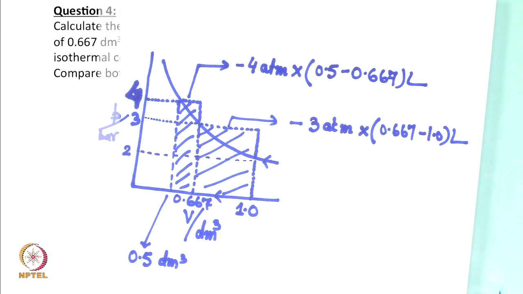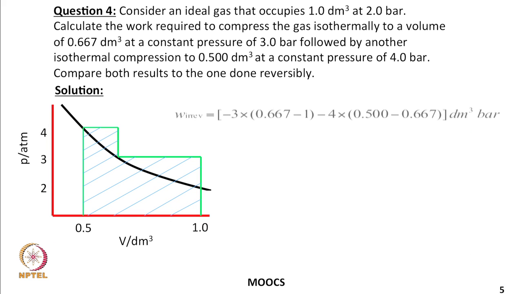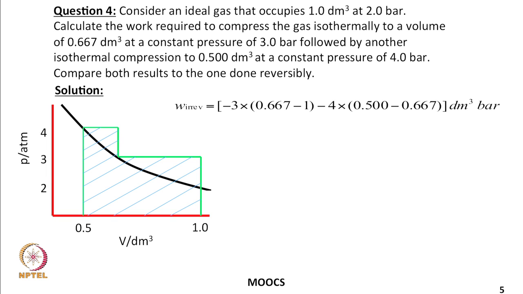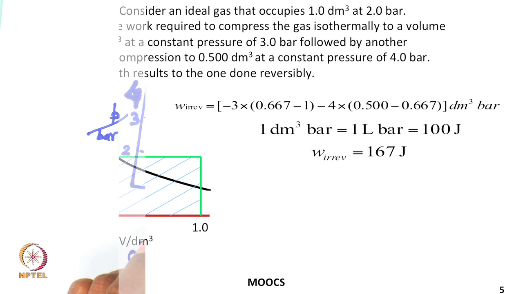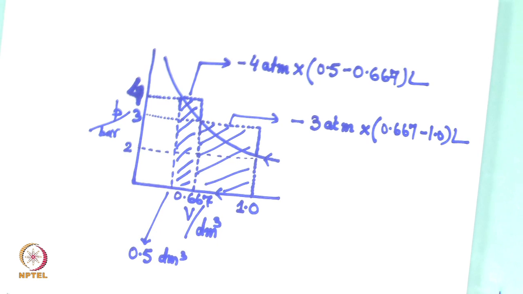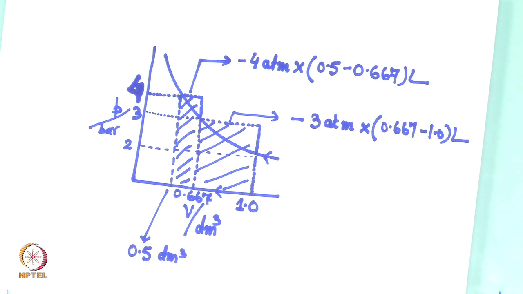Let us take a look at the slide now. The total irreversible work done by the method that I just described over here, after converting, decimeter cube is liter. So, 1 liter bar is equal to 100 joules, and this solves to W equal to 167 joules. So, this work plus this work, when you add these two works, these two areas, gives you a value of 167 joule.